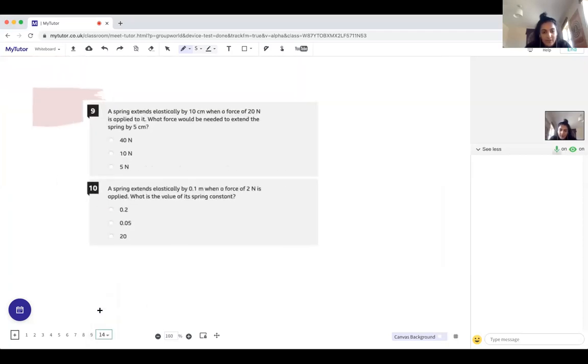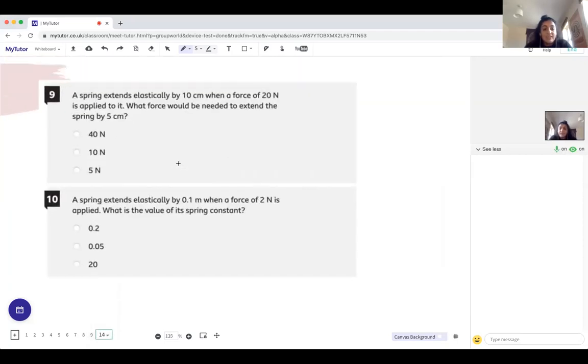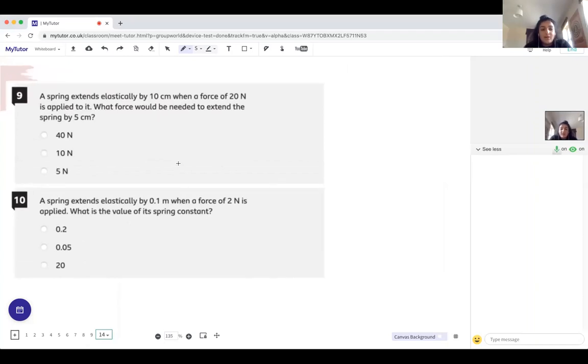Okay, questions 9 and 10. This is going to require you to do some maths now. A spring extends elastically by 10 centimeters when a force of 20 newtons is applied to it. What force would be needed to extend the spring by 5 centimeters?